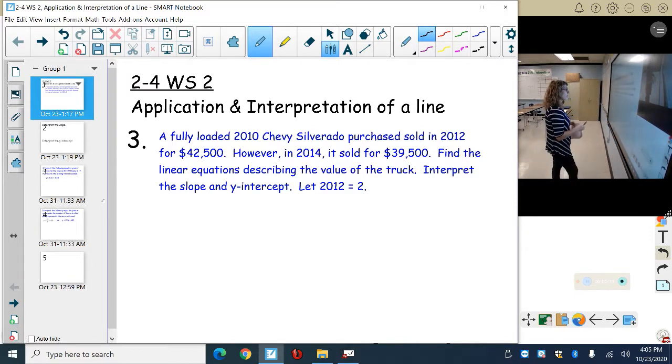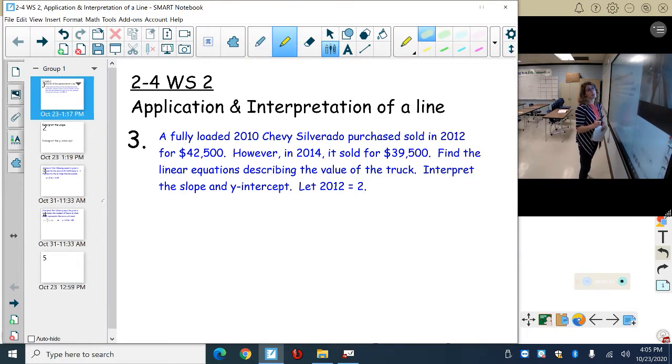So let's read this. A fully loaded 2010 Chevy Colorado, or Chevy Silverado, sorry, purchased was sold in 2012 for $42,500. What do I need to know out of there? In 2012, I sold it for $42,500. However, in 2014, it sold again for $39,500. Find the linear equations describing the value of the truck.